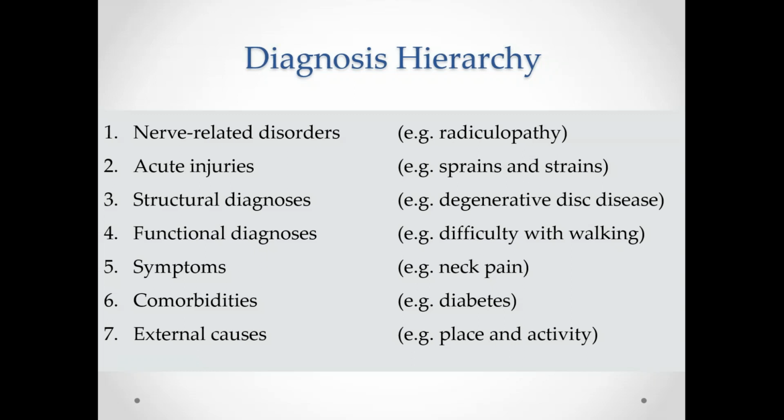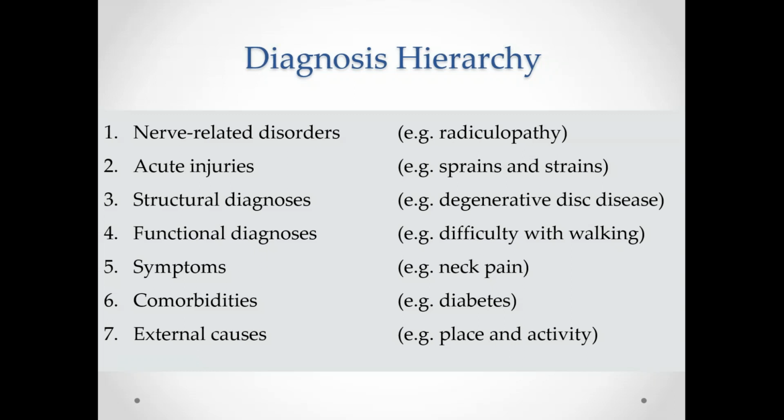So I believe that the most serious types of conditions that chiropractors treat are the nerve-related disorders, such as radiculopathy or perhaps sciatica. The second most serious thing that we treat, and therefore the second most important thing that gets to the top of your list of ICD-10 codes, is acute injuries such as sprains and strains, followed closely by structural diagnoses, which we use something like a degenerative disc disease. It's not acute, but more chronic. And then if you use functional diagnoses like difficulty walking, those are not as important, but they can certainly get on the list.